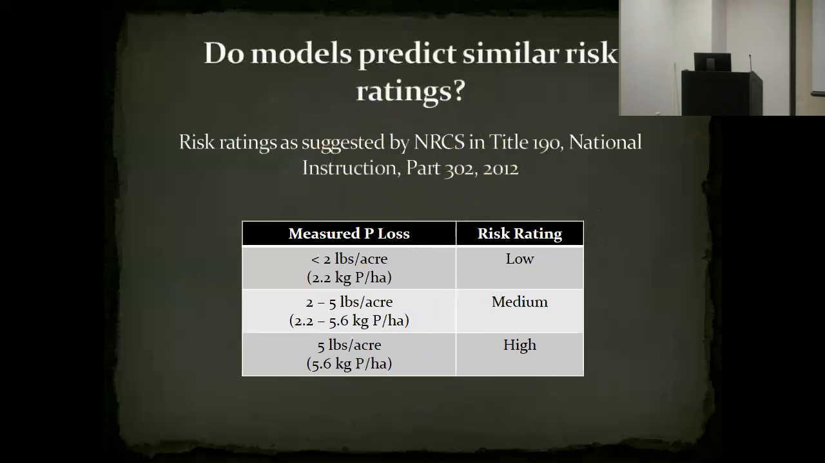But as an example, and we've used this in several papers, what they had said is, all right, let's say measured P loss, we would consider it low risk if it's less than 2 pounds per acre, or 2.2 kilograms P per hectare. At low risk, you can apply at nitrogen-based rates, meaning you're going to be overapplying phosphorus for most crops. At medium or moderate, you might be able to apply, depending on the state, at phosphorus removal rates. So that means you're going to be underapplying nitrogen, you'll have to add additional nitrogen. And then at high, you might not be able to apply phosphorus at all.